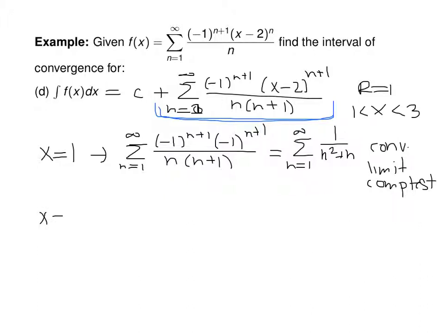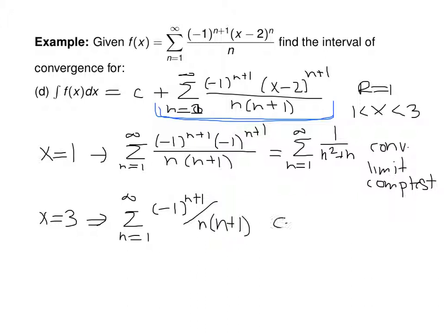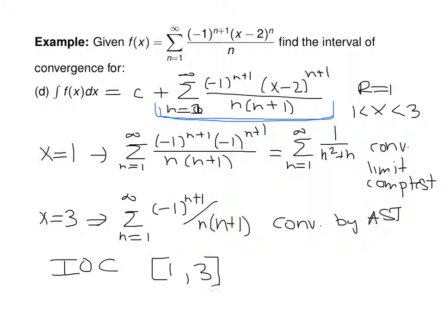And if we test x equals 3, that gives us the sum from n equals 1 to infinity, (-1)^(n+1), 1^(n+1) is just 1, all over n times n plus 1, and this will converge by the alternating series test. So in this particular example, the interval of convergence is 1 to 3 with the endpoints included.